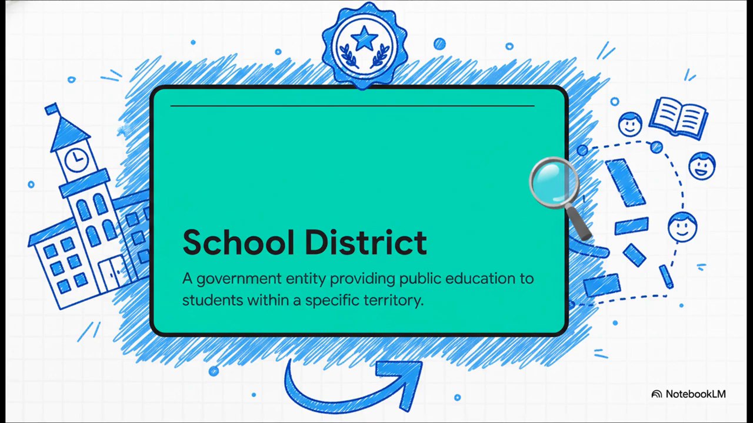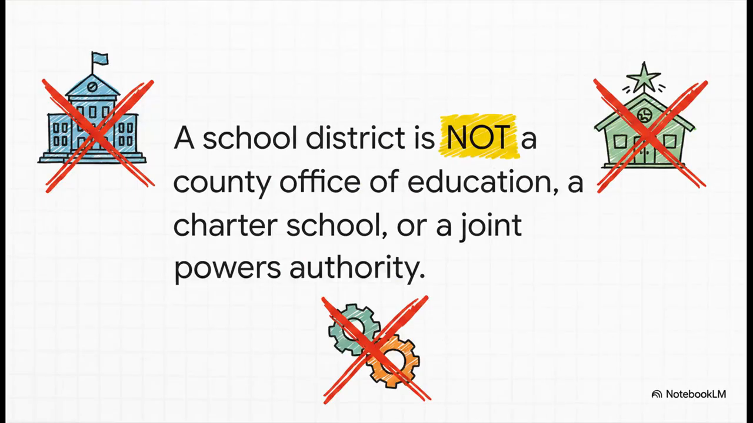Okay, so at its most basic level, a school district is a government entity. Its job is super specific: to provide public education to all the students within a certain area. You can think of it as the fundamental building block for our public schools, kind of like the blueprint for how education gets organized. And it's just as important to know what it's not. A school district isn't the same as a county office of education, and it's definitely not a charter school. Nope, those are totally different animals with their own set of rules. Understanding that difference is really key here.